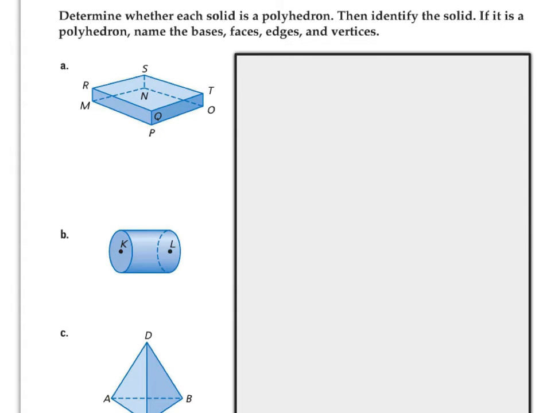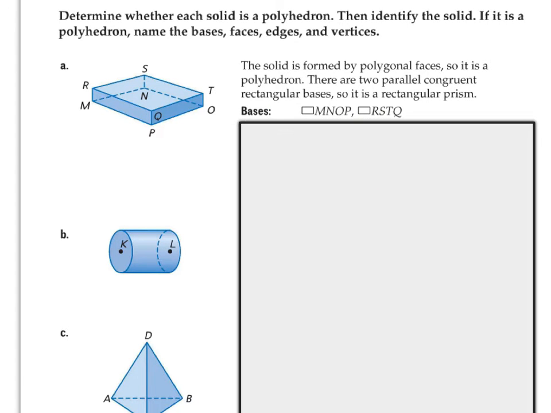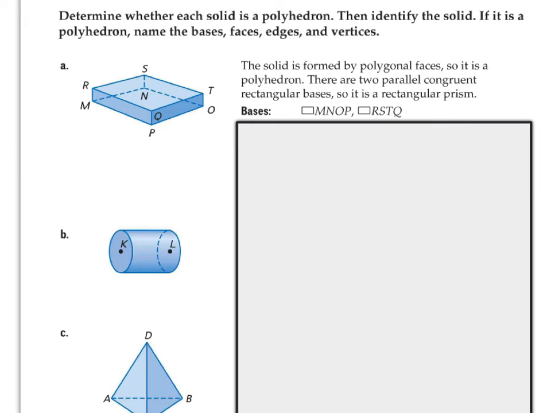This first one, yes, it is. The solid is formed by polygonal faces, so it is a polyhedron. There are 2 congruent parallel rectangular bases, so we would call it a rectangular prism. Okay, let's see if we can name those bases. Well, the authors, as they looked at this, let the bases be M-N-O-P, so the bottom, what it's resting on, is one of the bases. And then the other one is parallelogram R-S-T-Q. So those are the bases, okay?